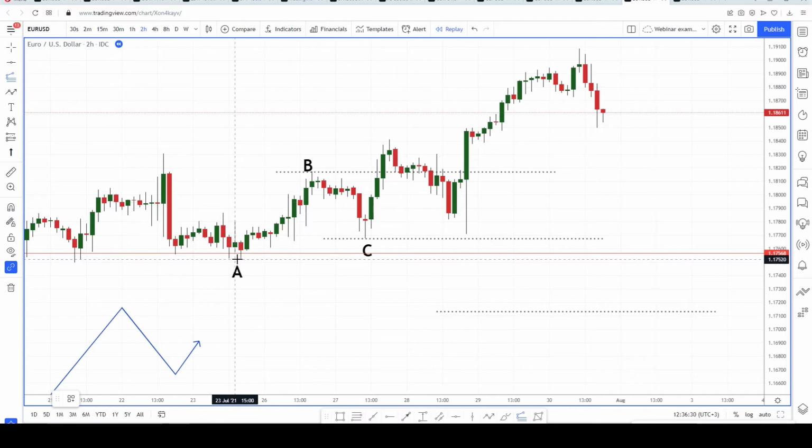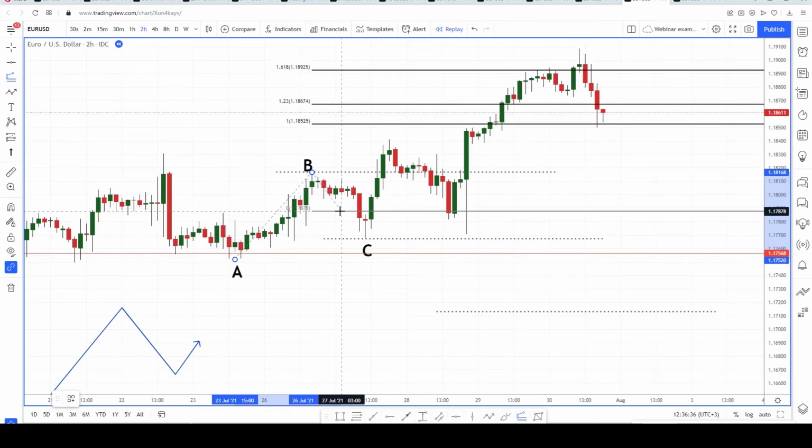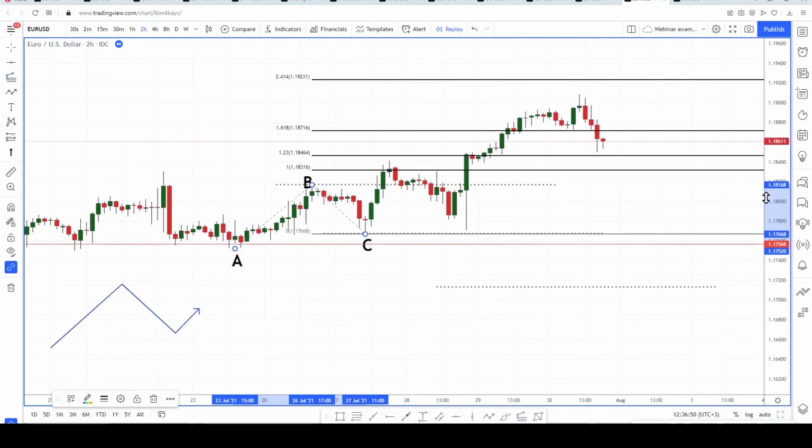You move from the point A to the point B, and then you move the tool to point C. And it gives you various levels for your targets. Let's see if we have more levels there. Yep. So the nearest, 1.23, is the most likely target that is going to get hit. And then you have the other targets.